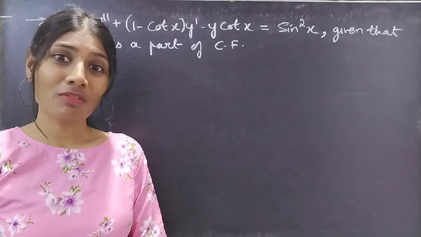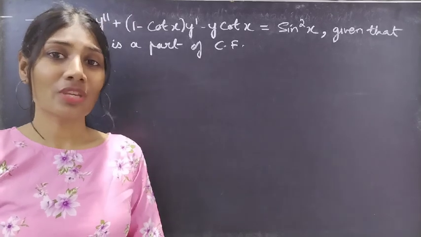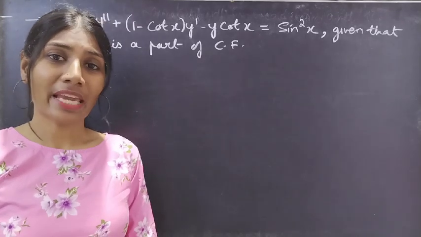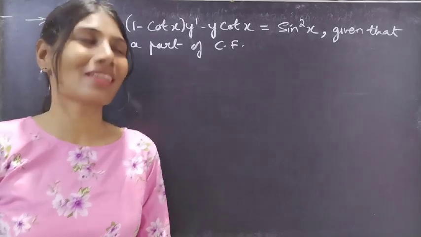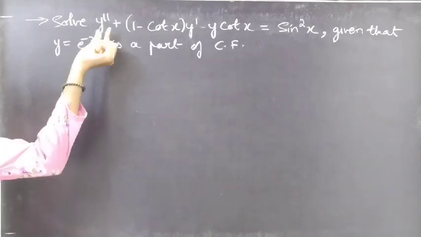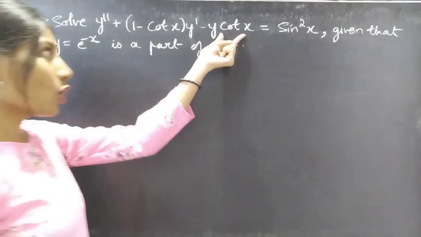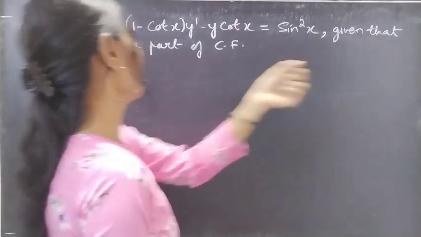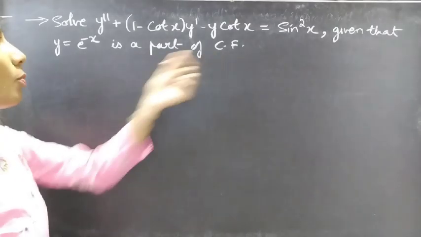In this video, we are going to solve a differential equation from higher order linear differential equation with variable coefficients. So here we are going to solve a second order differential equation using reduction of order method. Let's get going. Problem: solve y double dash plus (1 minus cot x) into y dash minus y cot x equal to sine square x, given that y equal to e power minus x is a part of complementary function.